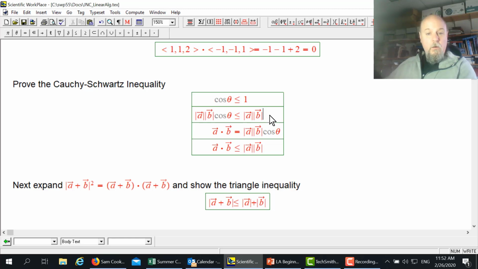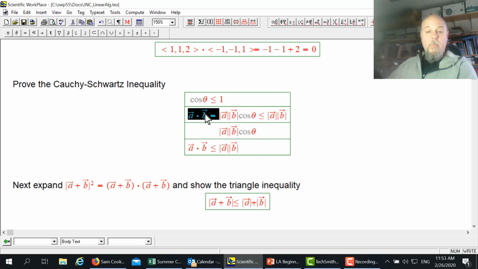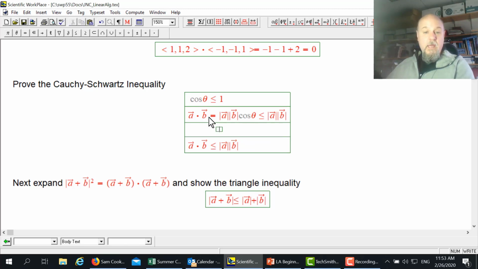And now, this is equal to magnitude of A, magnitude of B, cosine. That's equal to, so I can put this up here, that's equal to A dot B. And so A dot B is less than or equal to the product of the magnitudes. We've proven the Cauchy-Schwarz inequality. And we've proven it in n dimensions.